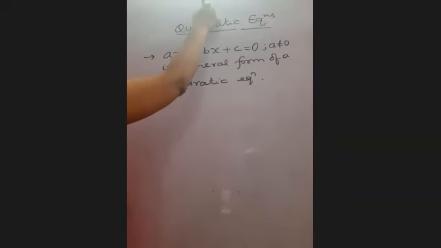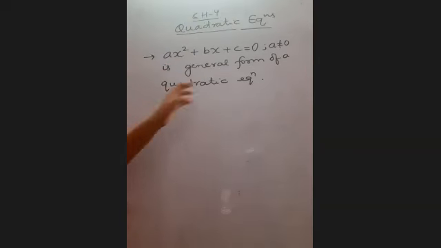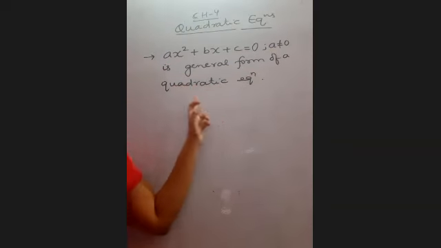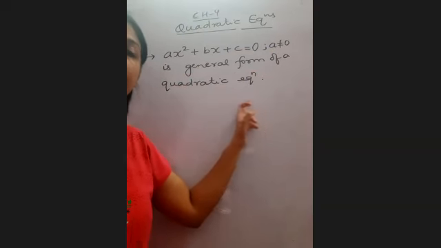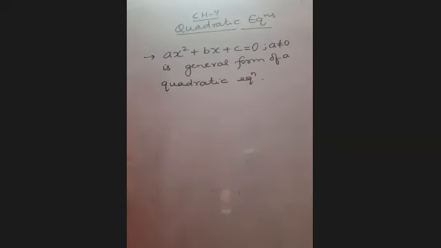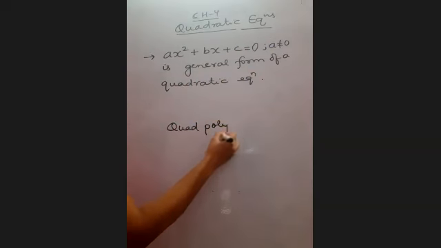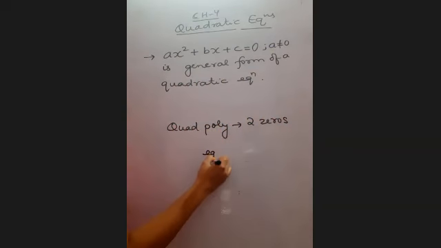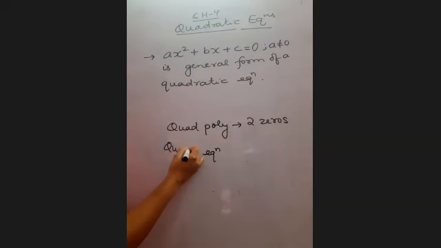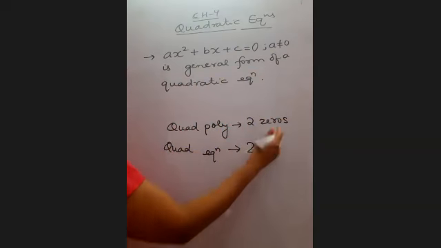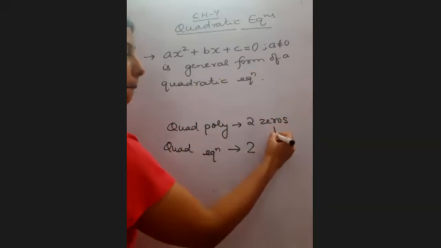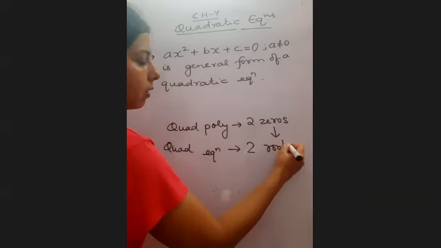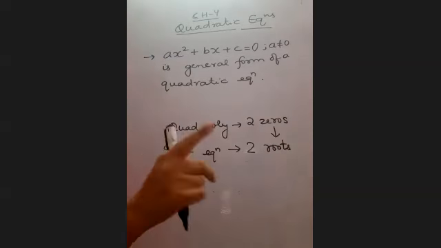So ax square plus bx plus c equals 0, where a should not be equal to 0, is a general form of a quadratic equation. And as we know, a quadratic polynomial has two zeros because the degree is 2. Likewise, a quadratic equation will have two. We don't use the term zeros, but roots. Two roots. Now I tell you why.